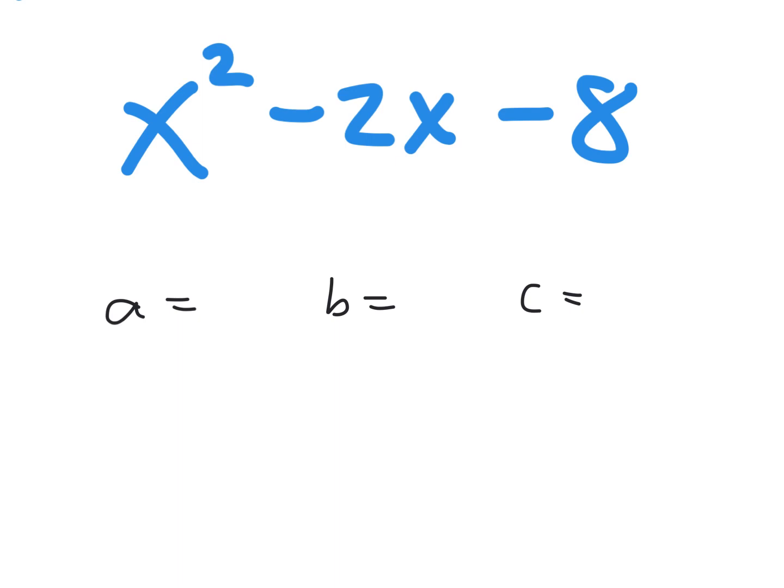EJ, what'd you get? A is 1. Yep. B is -2. Yep. C is -8. Very good. That's how you get the A, the B, the C. All right. Let's do a weirder one, though.